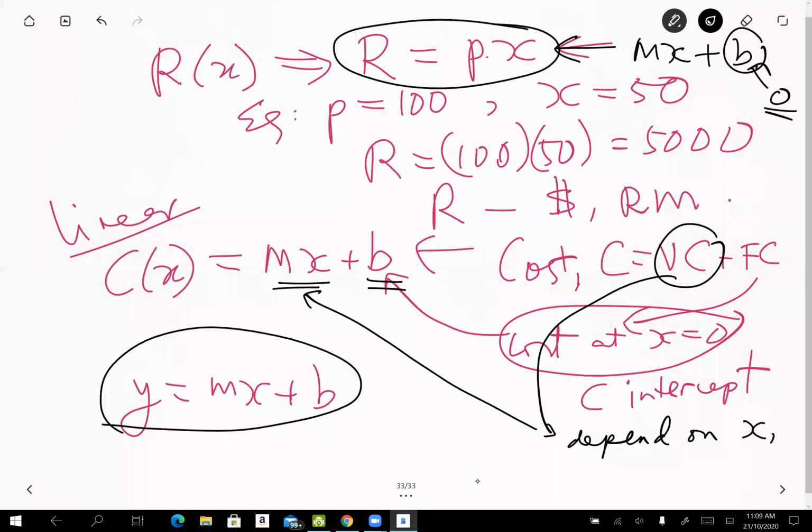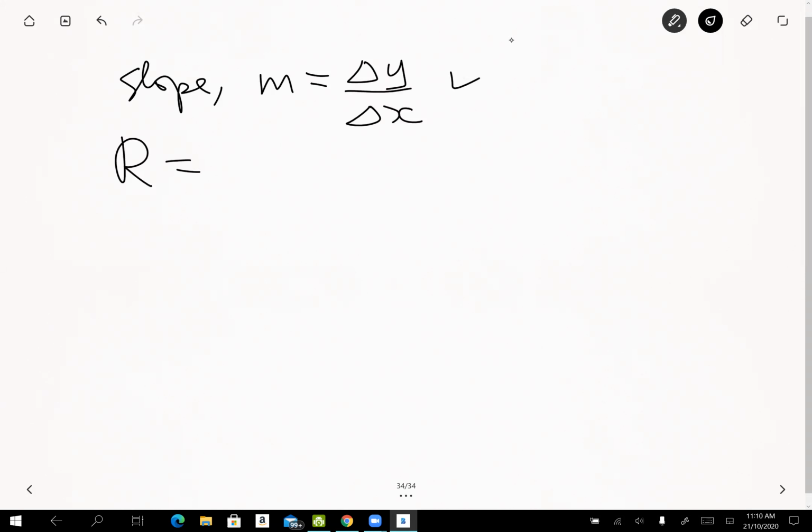Okay, now, next, we want to look at the slope. The slope, as we recall, is m equal to delta y over delta x. That's the general form. Now, for revenue, that is equal to P times X. So what is the slope for the revenue?